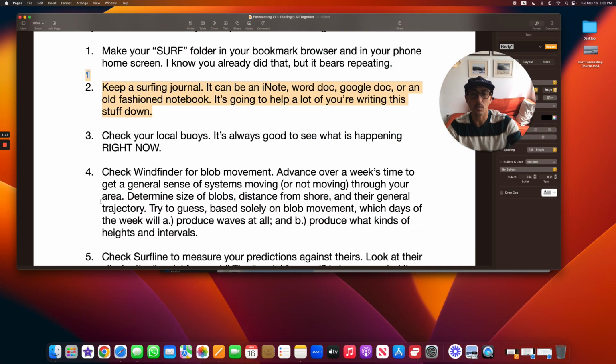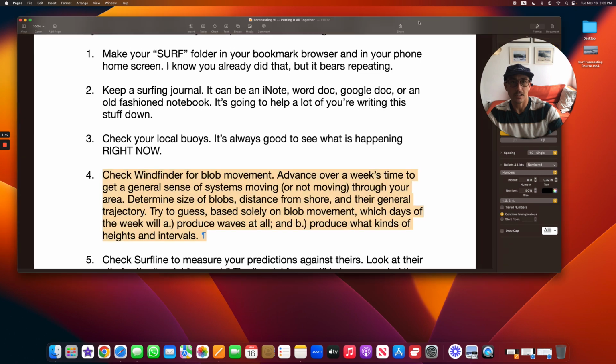Next, check Wind Finder for blob movement. Advance over a week's time to get a general sense of the systems moving, or not moving, as the case may be, through your area. Determine the size of the blobs, distance from shore, and their general trajectory. Try to guess, based solely on blob movement, which days of the week will produce waves at all, and what kinds of heights and intervals.